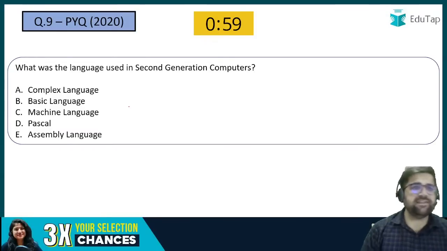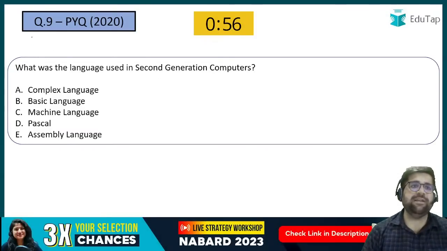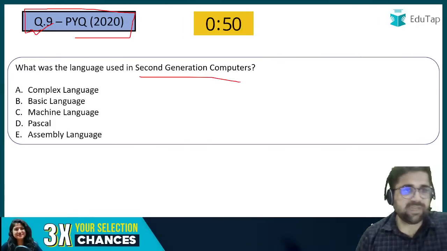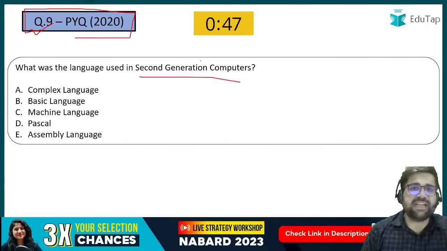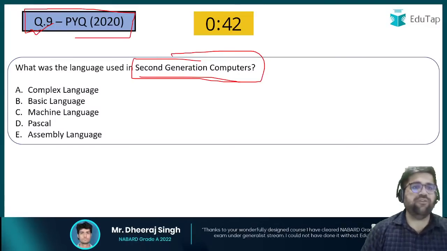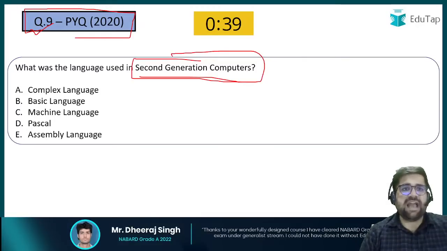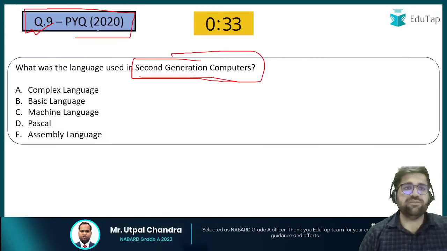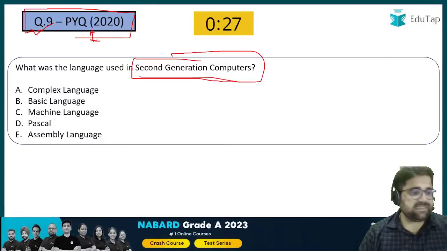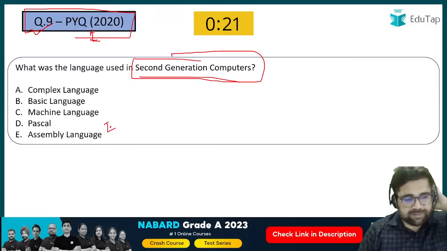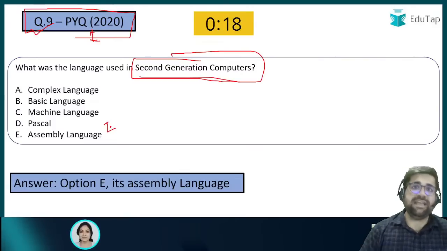Now we are solving a previous year question which appeared in the year 2020. Let's see who gives me the right answer. This thing we have discussed earlier also. What is the language used in the second generation of computers? I hope maximum of you will give me the right answer. This is a previous year question, mind you. Aram se karna, there should be no hurry. Assembly, basic. Right now I'm getting the answer as E. Yes, the correct answer will be option E.